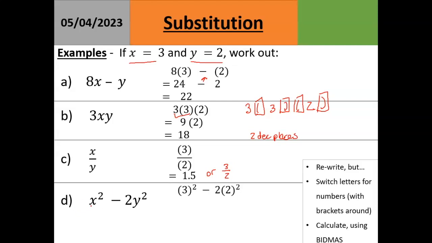Okay, so now question D. The biggest thing here is to use those brackets. If, let's say, this x was a negative 3, then we need to make sure that negative is in brackets too, right? So we just have to be really careful with our brackets.